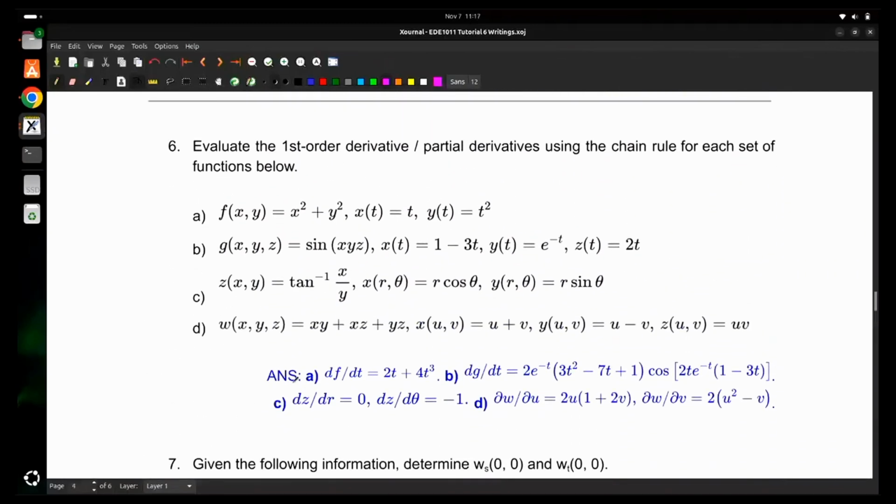Question 6C. By right, this should be del instead of d because your z is a function of r and theta.